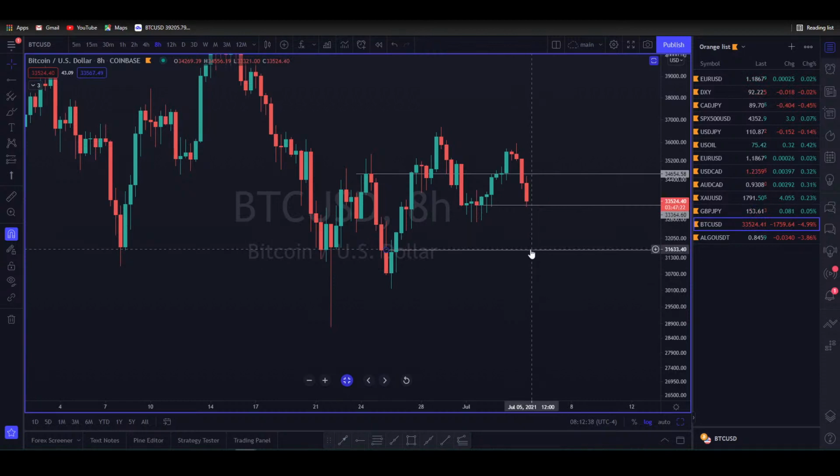31,594. That would be your next spot for support, test, and hold if this spot breaks to the downside.